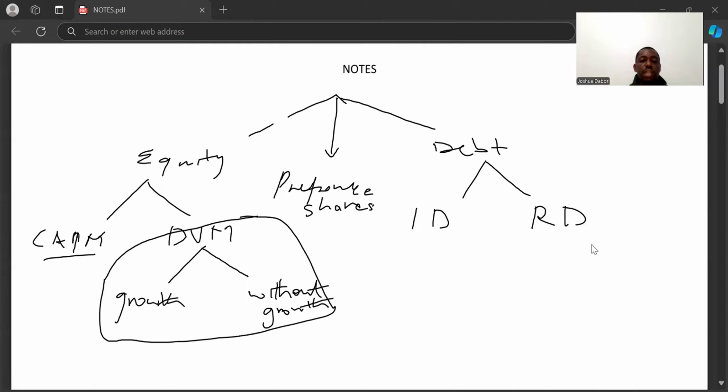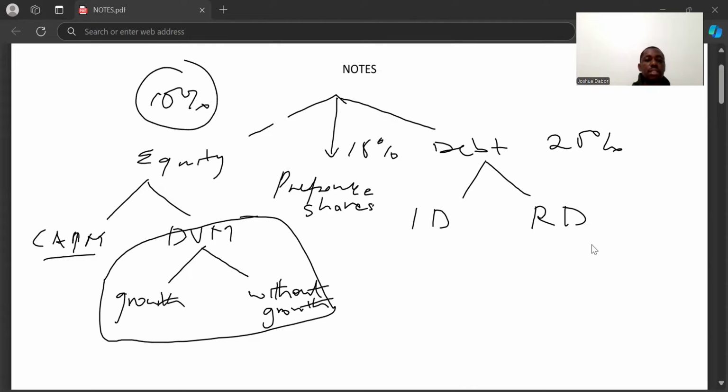So, put together, a company that has more than one source of debts. If, for instance, your cost of equity is 10%, cost of preference share, let's assume 18%, cost of debt, let's assume 20%. If a company has this kind of capital structure, what will now be the company's cost of capital? That takes us to the weighted average cost of capital.